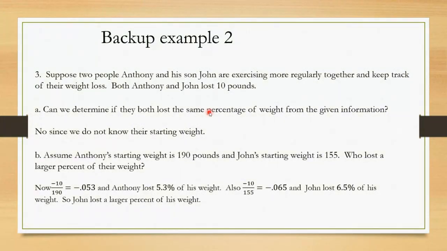Okay. But now John, his starting weight was 155, so his new weight is 145. So on top you would have 145 minus 155, negative 10, over 155. And so we get this. So he lost a higher percentage. Basically what I'm telling you is you weren't given enough to figure out who lost a higher percentage of their weight. All right.